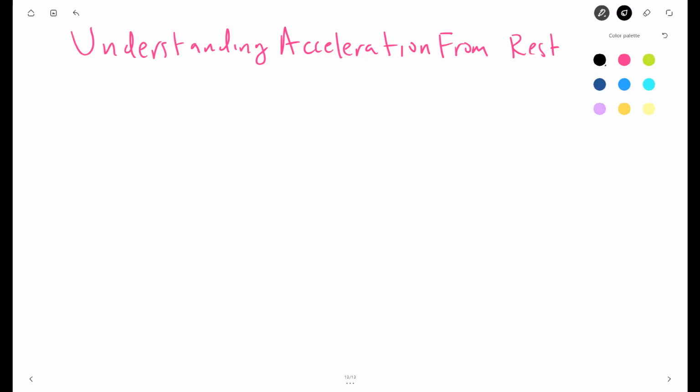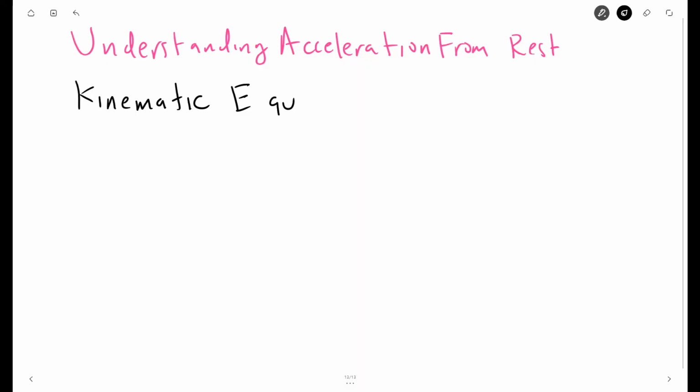So when an object accelerates from rest to cover a certain distance in a given time, it's essential to determine variables involving the motion. We can use the basic kinematic equations to solve for these variables. So we're going to use something called kinematic equations.